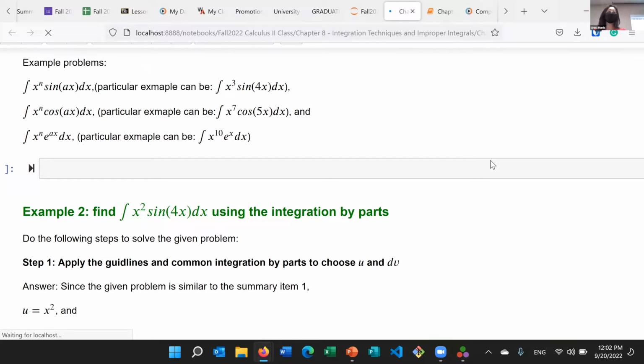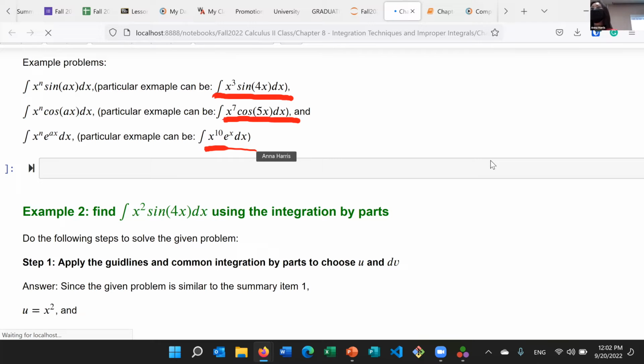Are you with me? And then sine of ax. For example, I can give you a particular example: x to the third, sine 4x. And you can see x to the 7, cosine 5x. Or like x to the 10, e to the x.